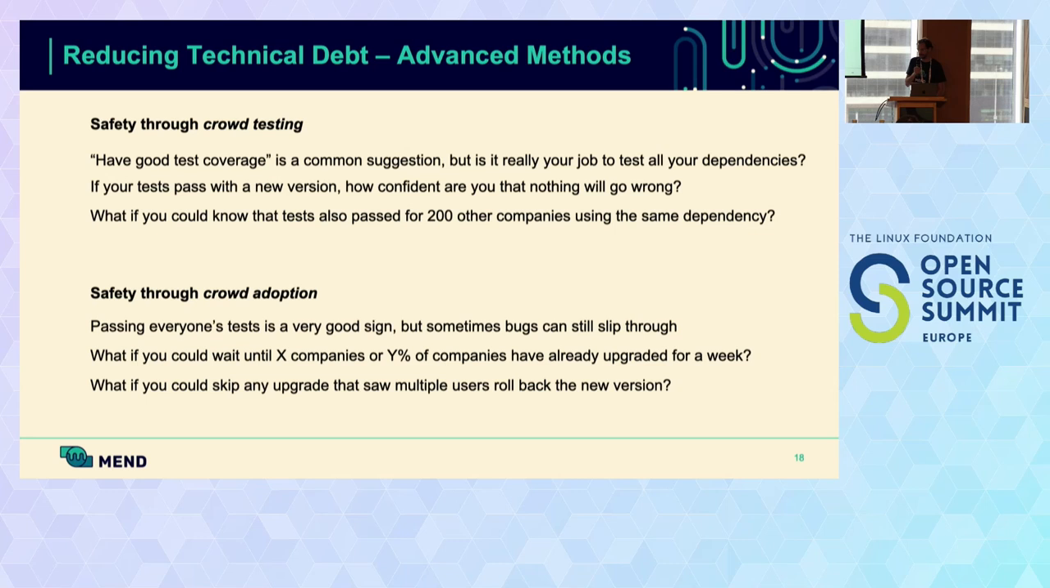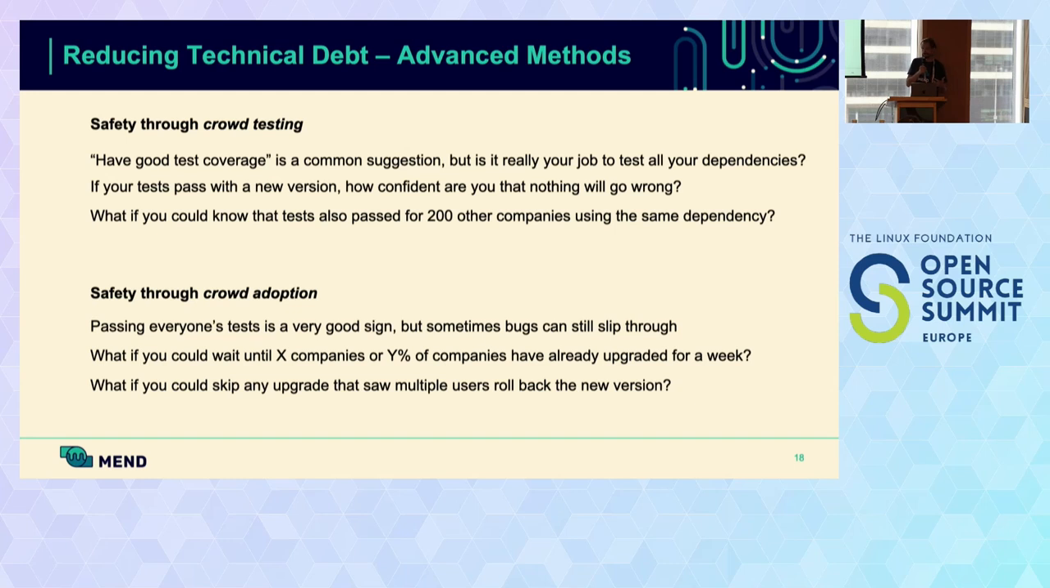So we believe strongly in safety of the crowd in this case. As an example of safety through crowd testing, you may have even weak or no tests, but if there are hundreds or thousands of other projects who've tested the same upgrade as you're about to apply, and there is a 98% test passing across that crowd, that would be a very positive indicator to you. Similarly, safety through crowd adoption is a second factor.